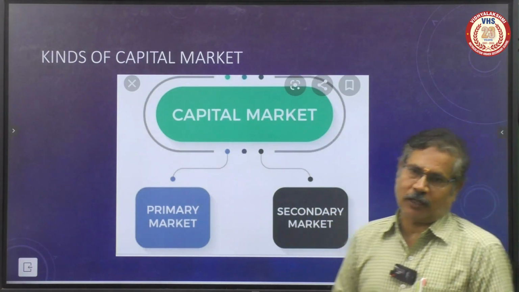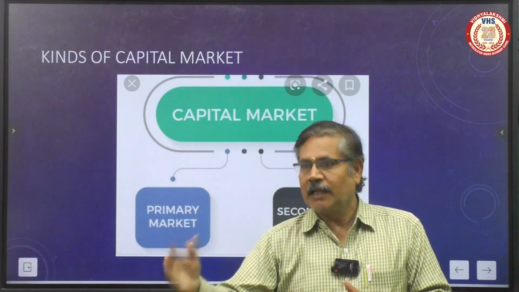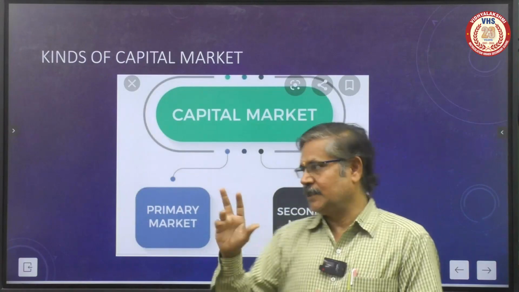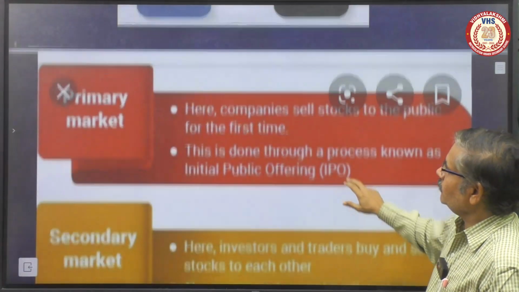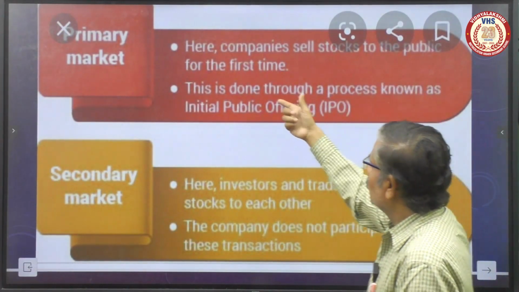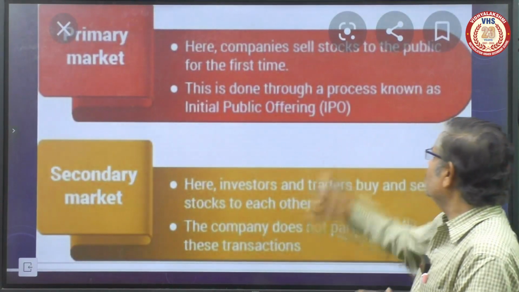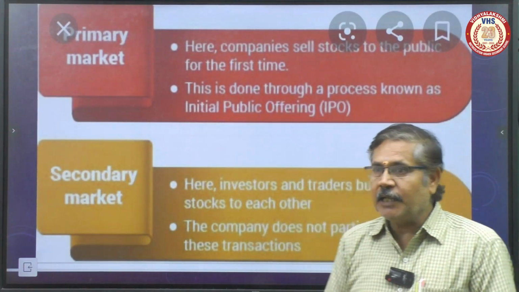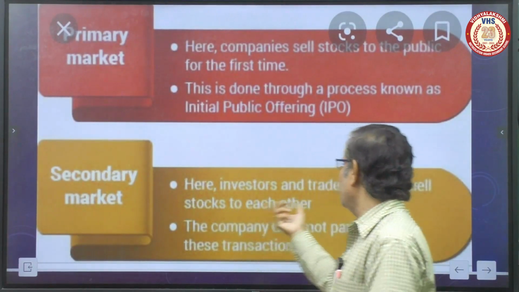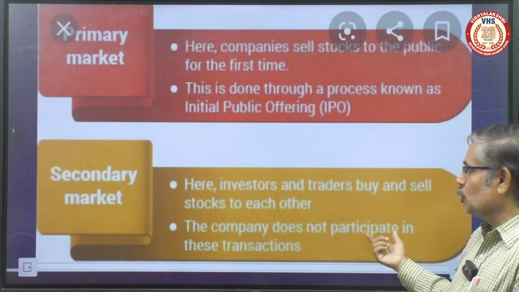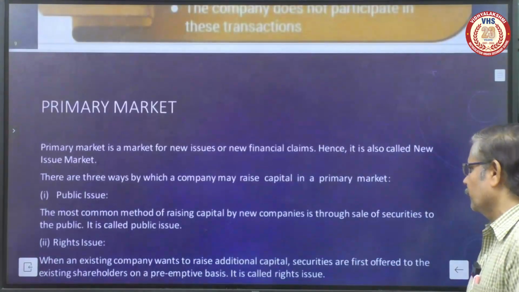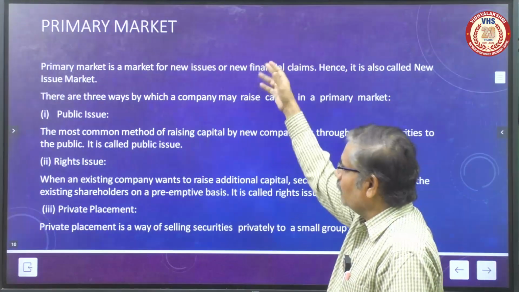Now, we will see the secondary market. Secondary means the existing company, the resale of shares. That is the secondary market. We will see the meaning of that. In the primary market, the company sells the stock to the public for the first time. This is done through the process also known as an initial public offering, we say IPO. Next, the secondary market: investors and traders buy and sell, dealing with each other in the existing company.